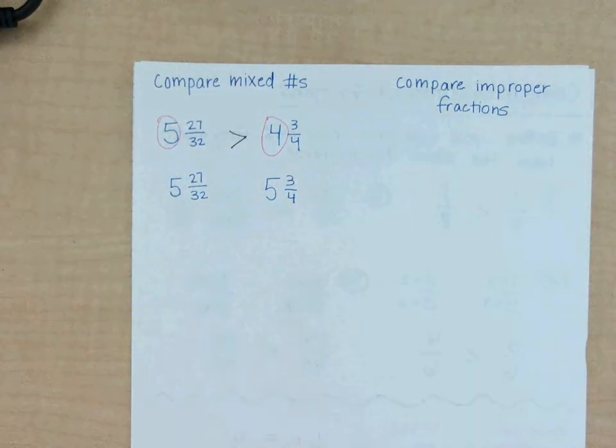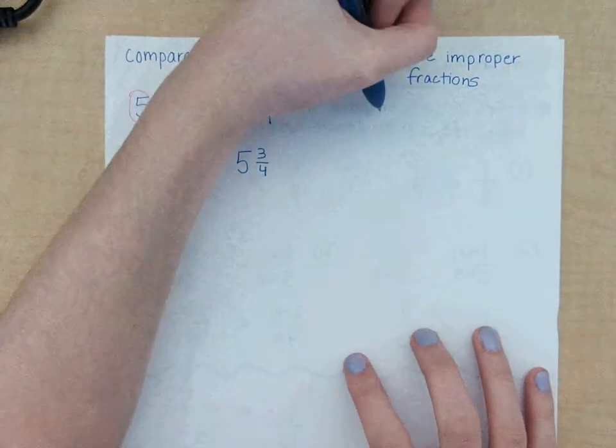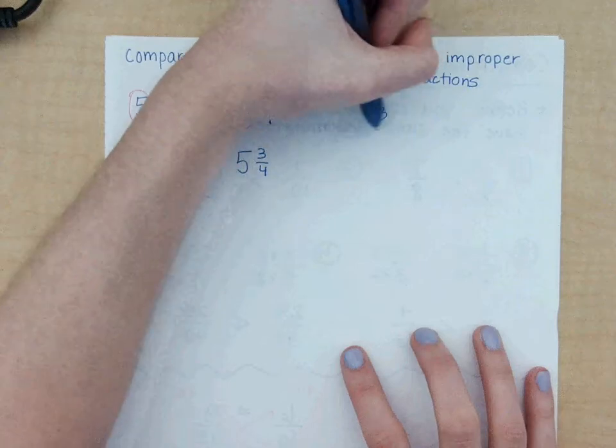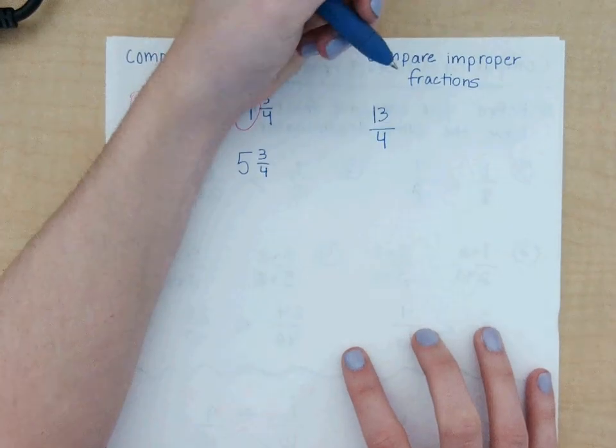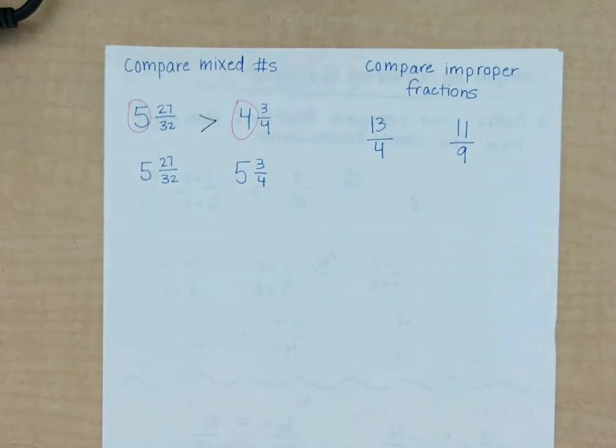Okay, looking at improper fractions. Let's say I were to give you 13/4 and 11/9. There's a couple different ways you could approach this, but what do you think the easiest way would be? Any ideas?